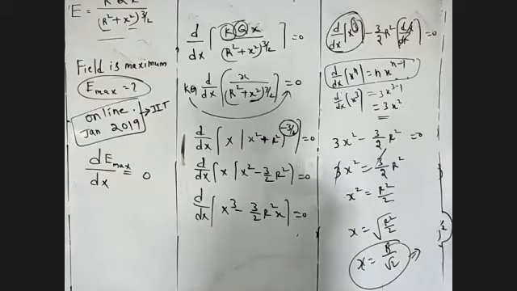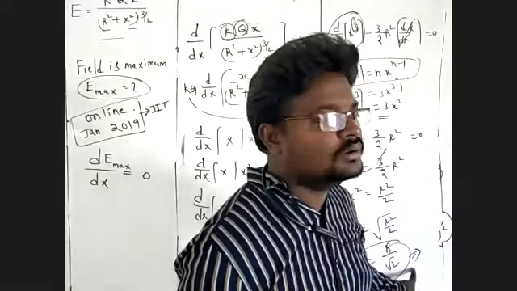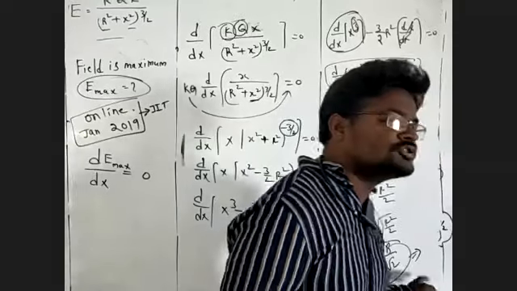Where are we getting maximum magnetic field? Means x is equal to r by root 2. This is very important. This is an IIT question asked in January 2019.